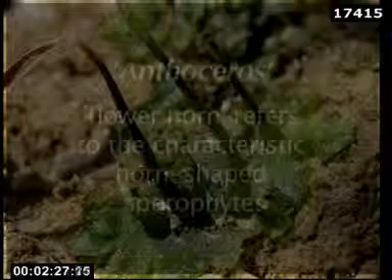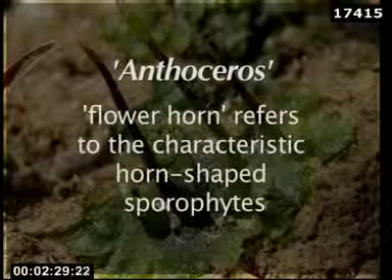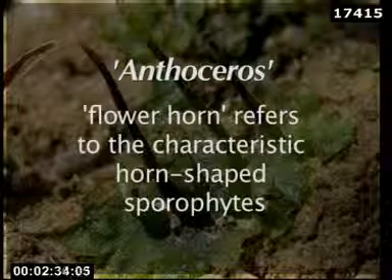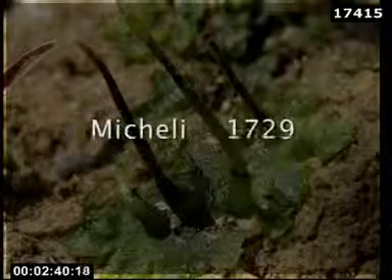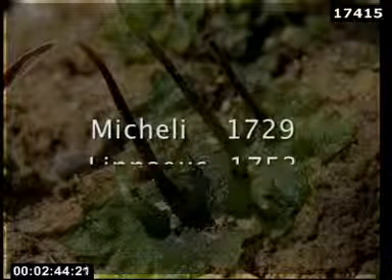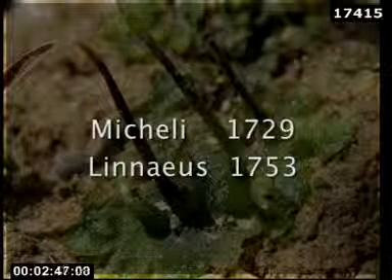Today I will be talking about the genus Anthoceros. The name Anthoceros means flower horn and refers to the characteristic horn-shaped sporophytes that all hornworts produce. The genus Anthoceros was first established by Micheli as early as 1729 and later was adopted by Linnaeus in 1753.